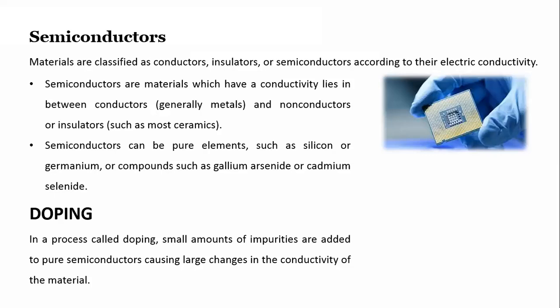Doping is a process in which a very small amount of impurities is added to semiconductors, causing large changes in the conductivity of the material. So, by adding impurities, we control the conductivity of semiconductors, that is, how much conduction we need for the conduction of electricity.